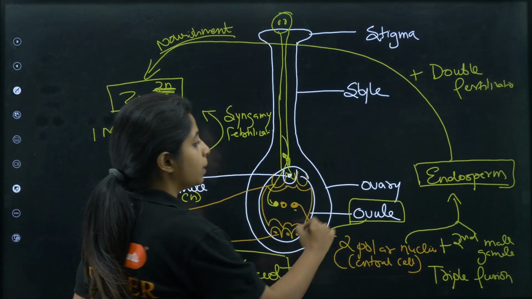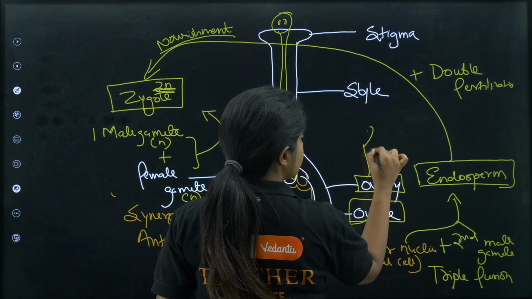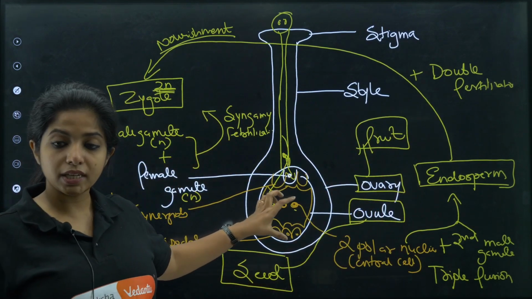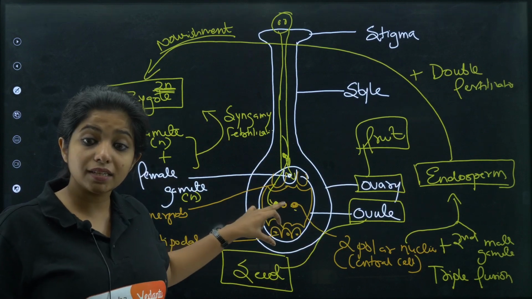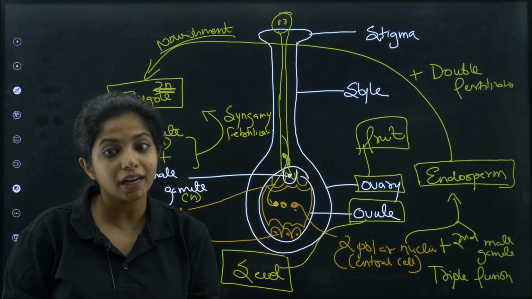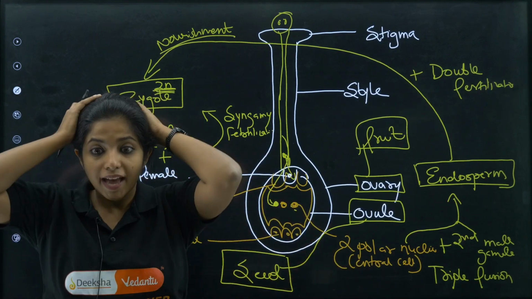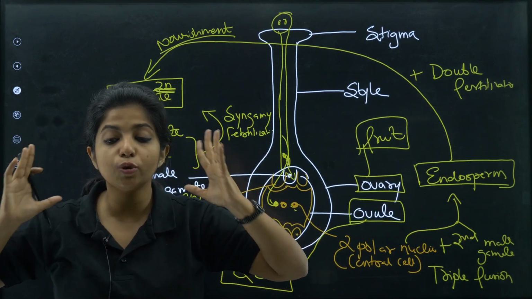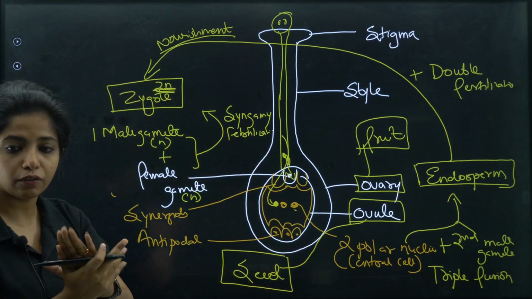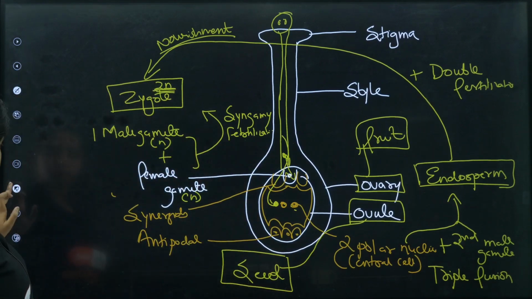What happens to the ovary? The ovary is now going to transform into the fruit. So this is the fruit, and inside what do you find? Seed. And inside the seed, what is there? Zygote, which is why we put seeds in the soil, because it has a zygote. It can give rise to a whole new plant again. I hope you get it. So the ovary is the fruit, the ovule is the seed. Please remember, after fertilization, this happens. If you want to take a screenshot, you can take a screenshot.